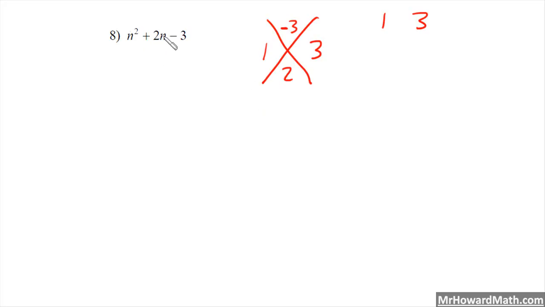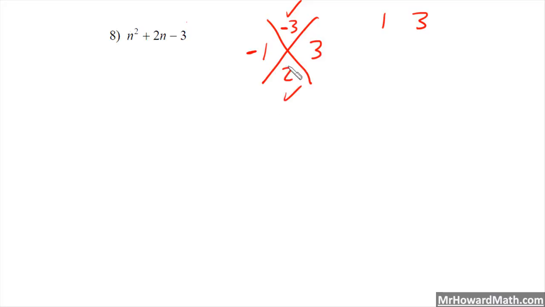Then I need to fix my signs. I need to add to a 2 and multiply to a negative 3. So if I'm multiplying to negative 3, one of these has to be negative. Let's say I tried my negative right here. Check it. 3 times negative 1 is negative 3, check. Negative 1 plus 3 is positive 2, check.